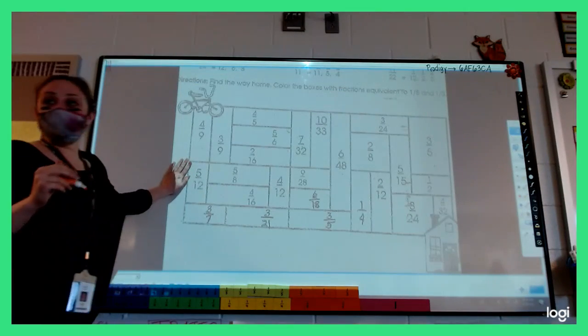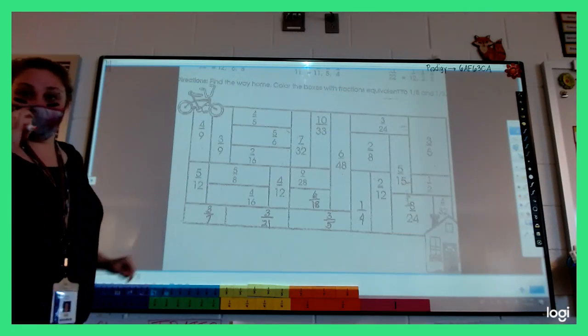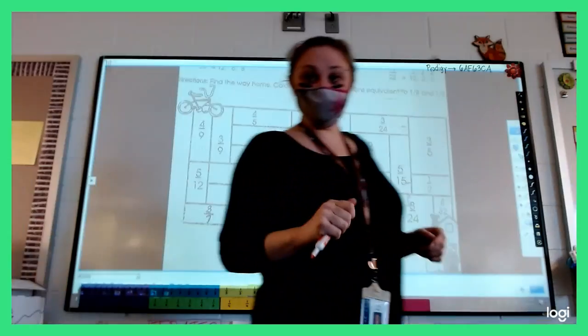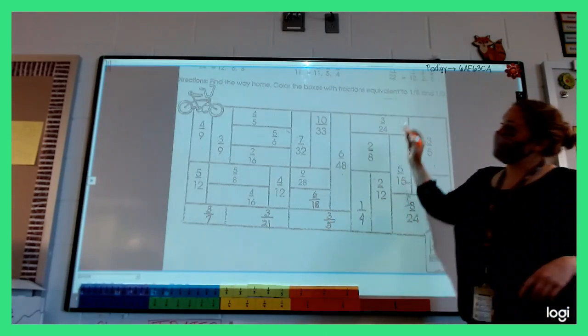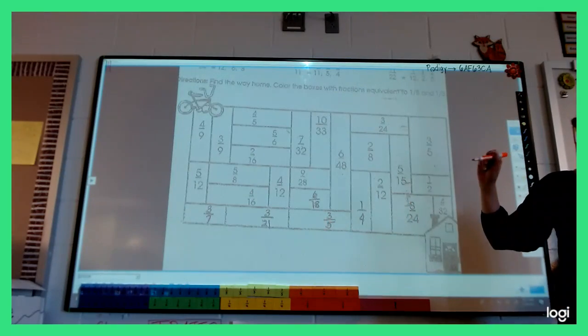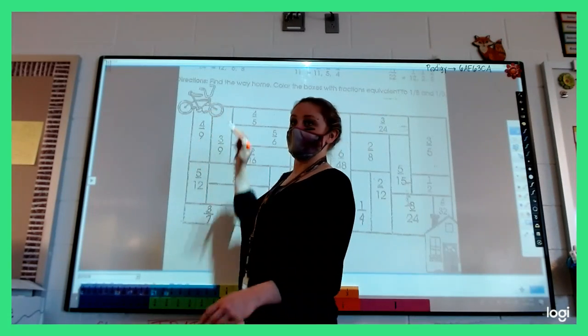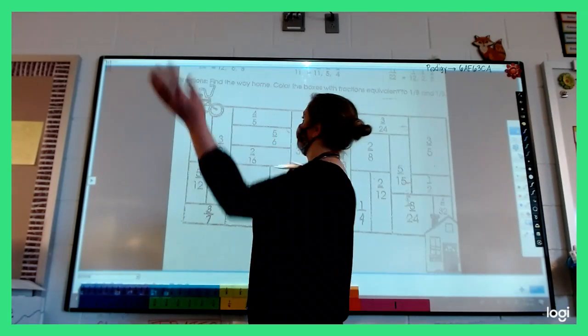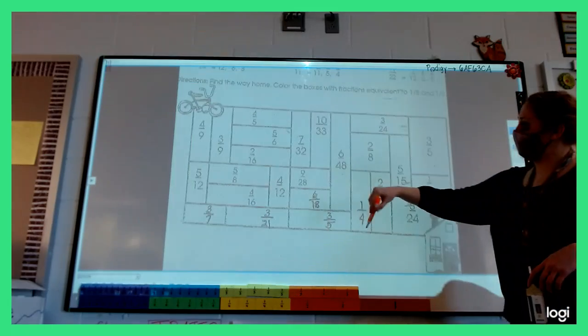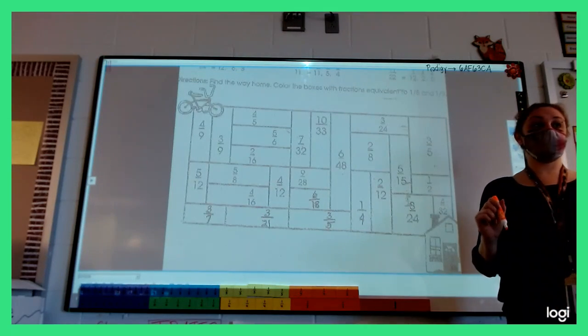Okay, so we've got this large picture. So all of you at home, this is your practice you're going to be doing today as well, so make sure you're listening. Our directions say, find the way home. Okay, you start at your bicycle. You've gone on a long bicycle journey, maybe an odyssey across the nations, who knows. We need to get home, but there's only one correct route.